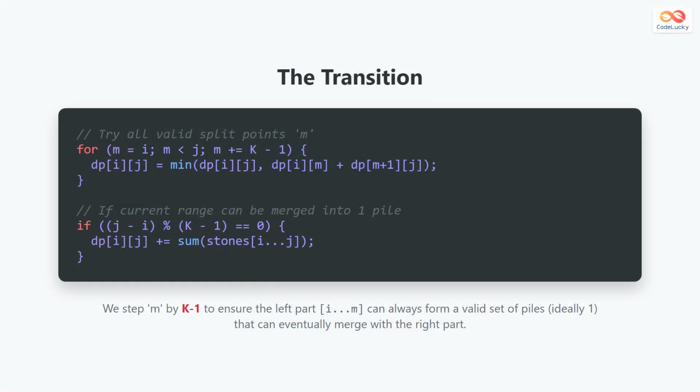To calculate the value for a range, we iterate through possible split points. We split the range into 2 parts, a left part that forms 1 pile and a right part that forms the remaining piles needed. We take the minimum cost among all splits. Finally, if the current range can be merged into 1 pile, we add the sum of the current stones to the cost.